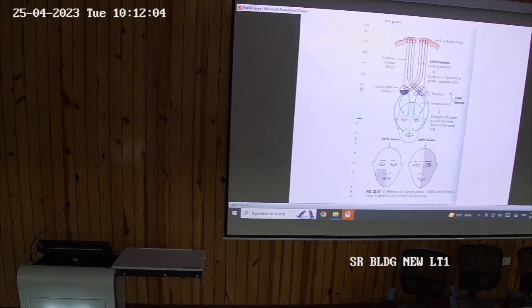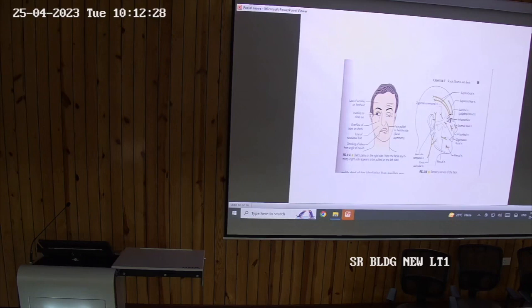Or it may be just above the origin of the chorda tympani nerve, or it may be affected just above the origin of the nerve from the geniculate ganglion. So these are the different sites. If the nerve is involved at these different levels, then the patient shows different conditions. Look here. This is Bell's palsy. Bell's palsy results when the nerve is injured at the level of the stylomastoid foramen or just above it. The patient shows this condition.